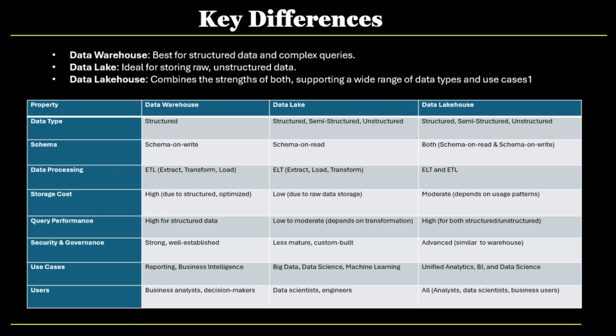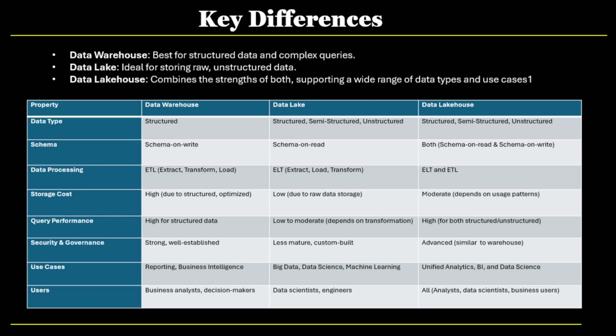Coming to properties like data type, data warehouse only stores structured data. Think of data like a neatly organized spreadsheet or database. And data lake, it can store any type of data, structured, semi-structured or unstructured data like databases, JSON files, XML files, videos, images, etc. Whereas data lakehouse, it stores all types of data, structured, semi-structured and unstructured, making it flexible like a data lake but with added structure for analysis.